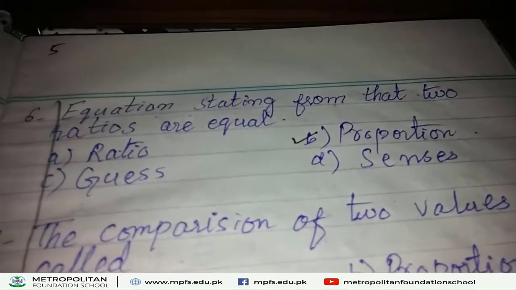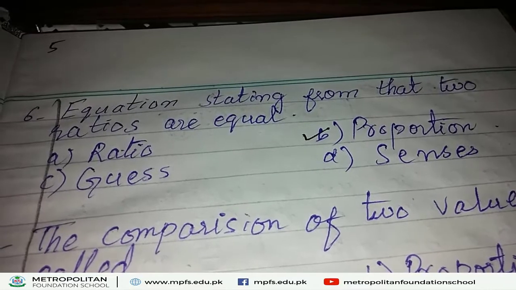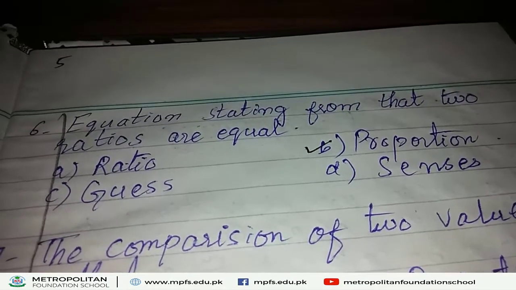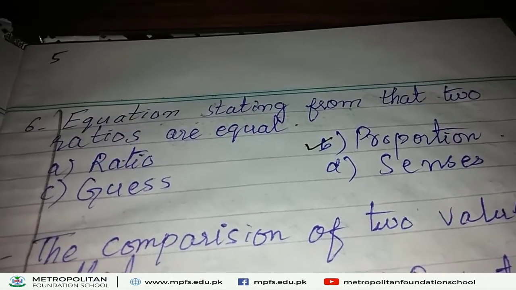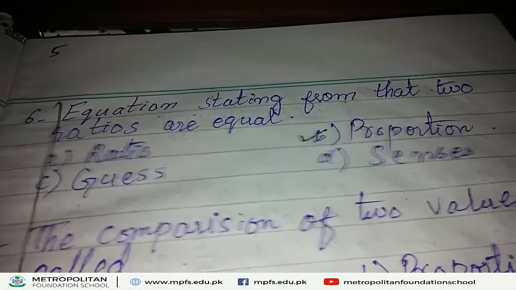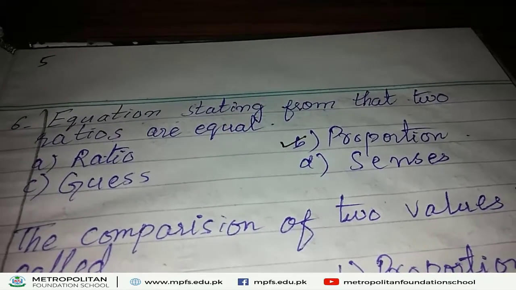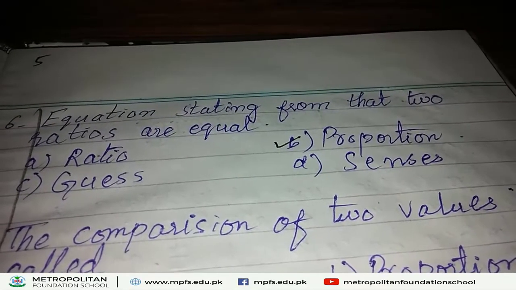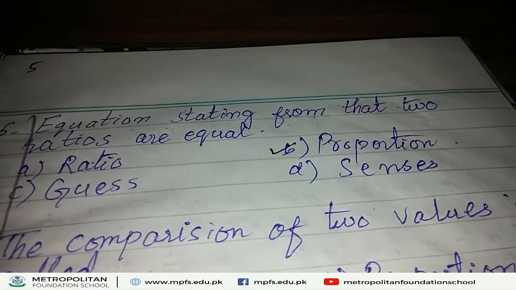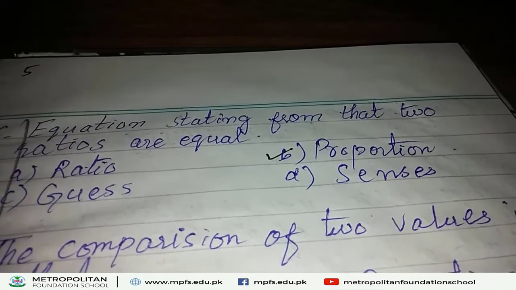Question: the statement that two ratios are equal is called option A, ratio, option B, proportion, option C, guess, and option D, senses. So the correct option is proportion. That is called proportion. Okay.